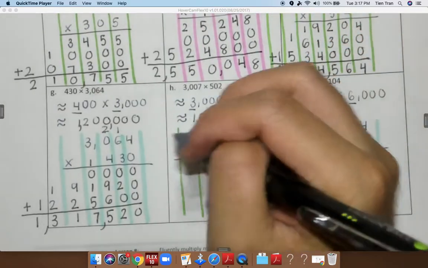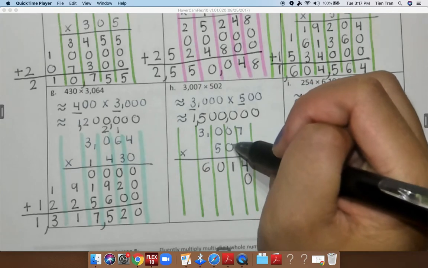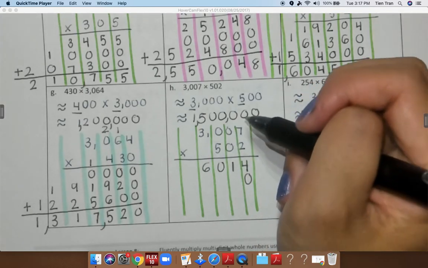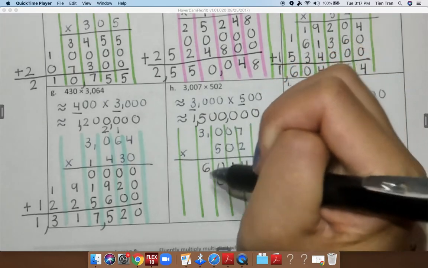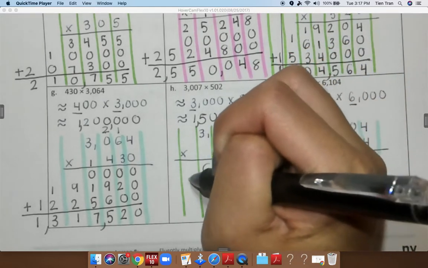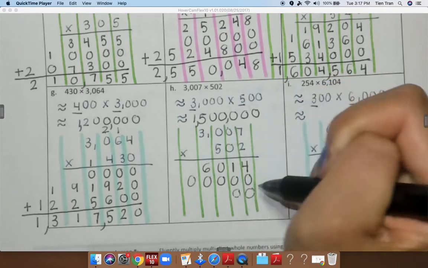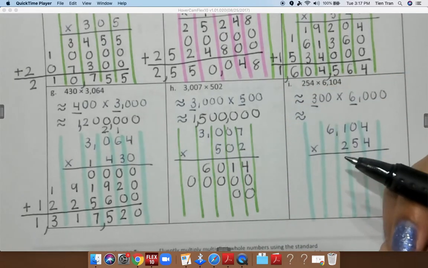Now this whole row is going to be zeros because whenever you multiply 0 by a 0, you're going to get 0. So 0 times 7 is 0. 0 times 0 is 0. 0 times 0 again is 0. 0 times 3 is 0. I'm going to add my 2 zeros because I'm multiplying in my hundreds place.